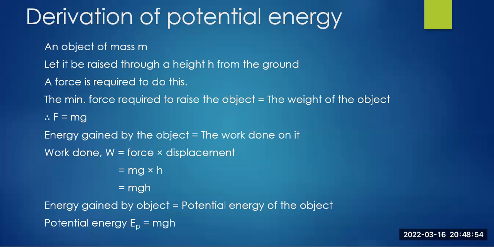By definition, we know work done W is equal to force into displacement. In this case, force F is equal to mg. We substitute it here. Displacement is along the vertical direction, which is h. So we get mg into h, that is W is equal to mgh. Energy gained by the object is the potential energy of the object, or it is the work done on the object. Therefore, we get potential energy EP is equal to mgh, that is the product of mass, acceleration due to gravity, and the displacement or height.